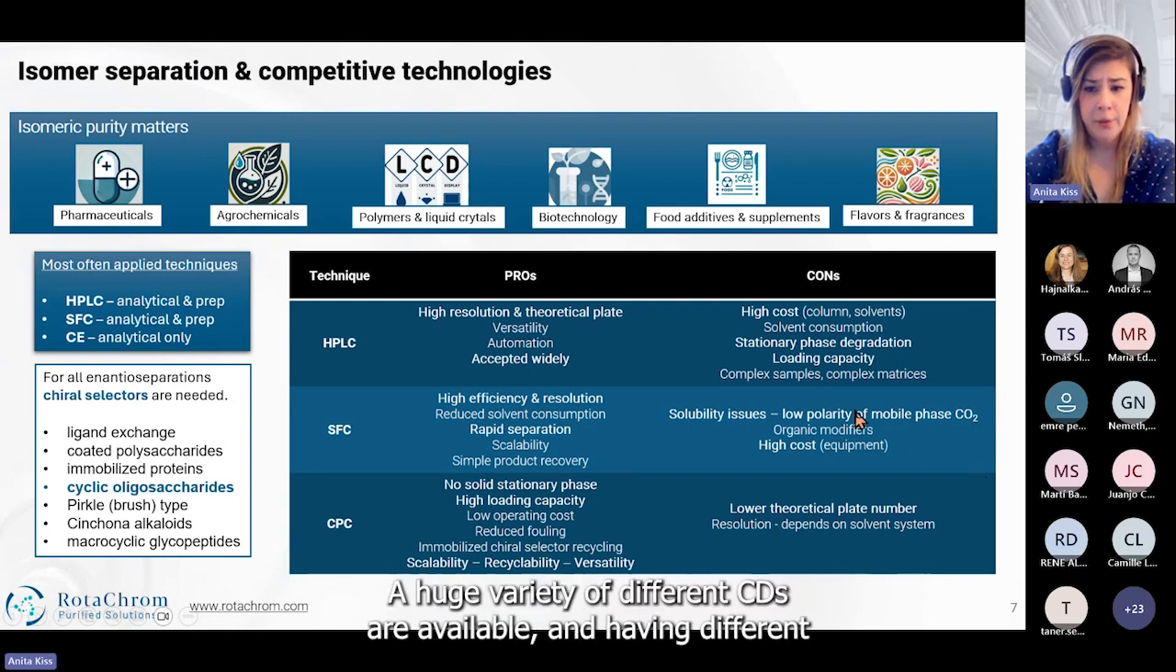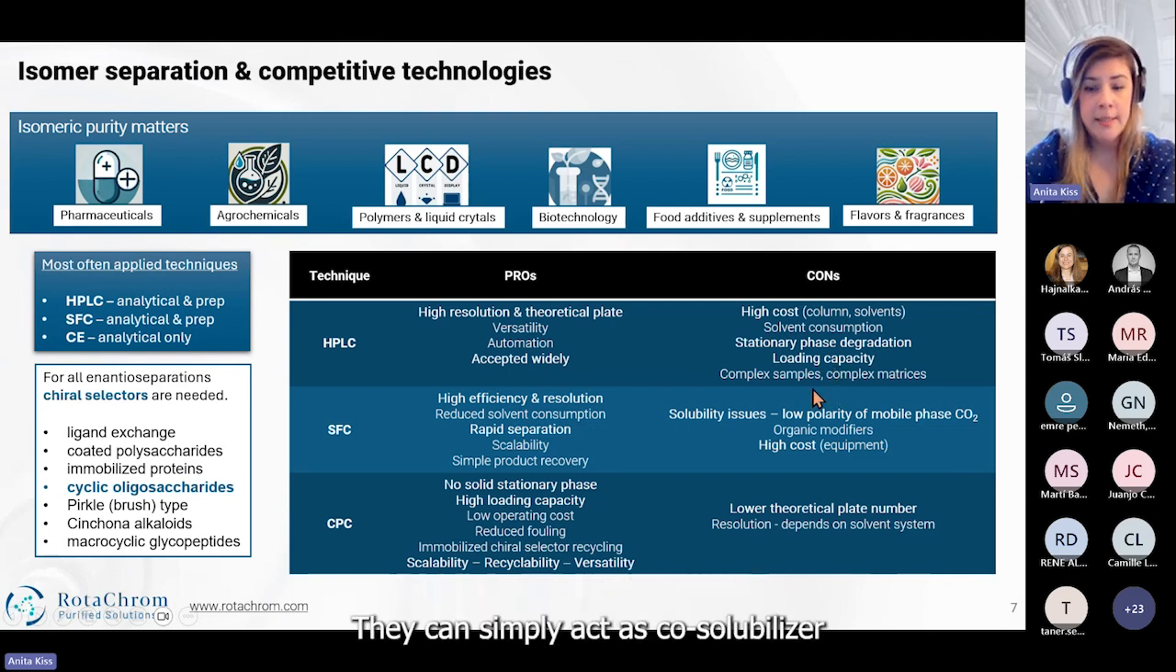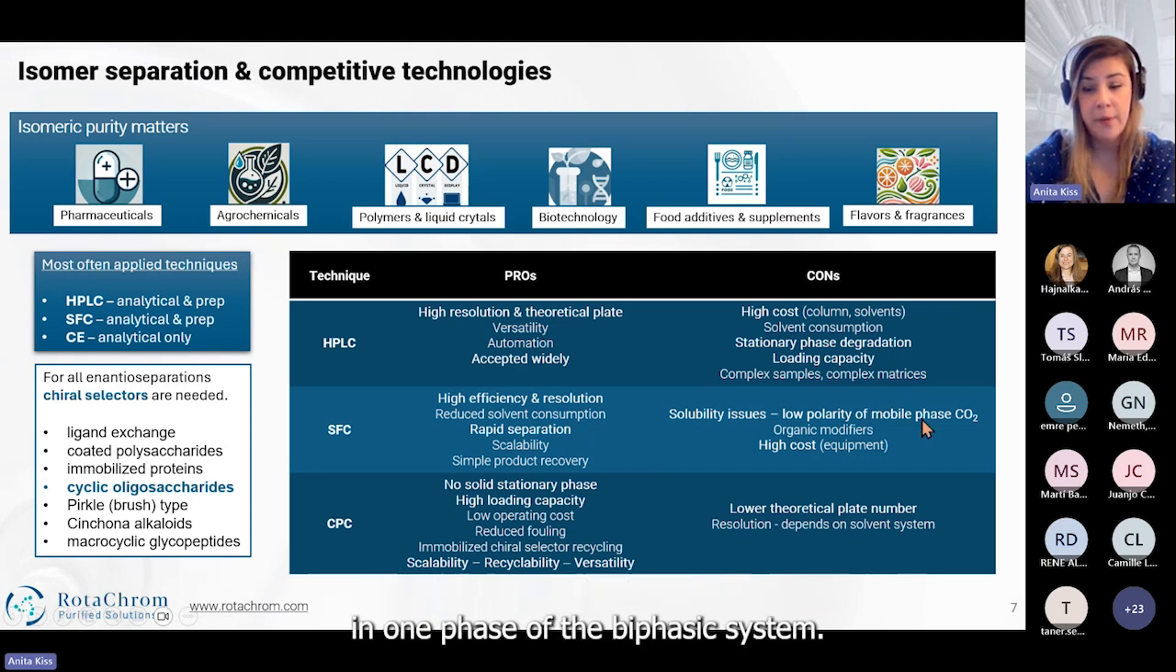A huge variety of different CDs are available, and having different physicochemical properties makes them widely applicable. They can simply act as co-solubilizer for the sample to be injected, or as a chiral selector in one phase of the biphasic system.